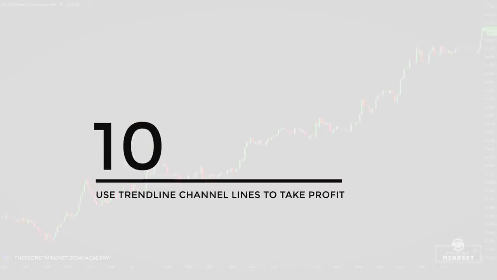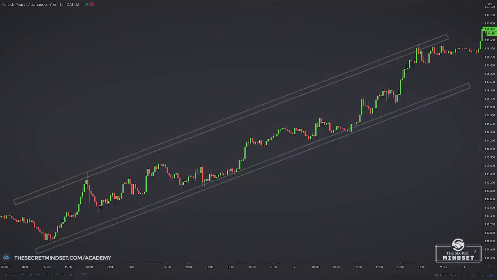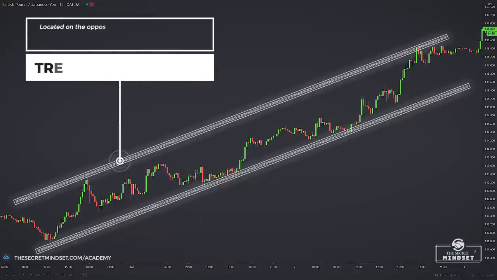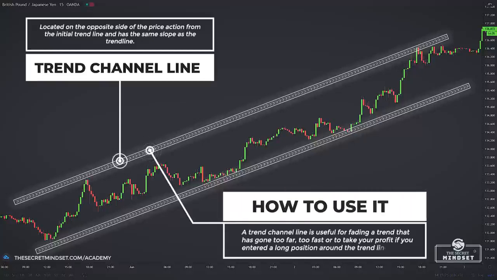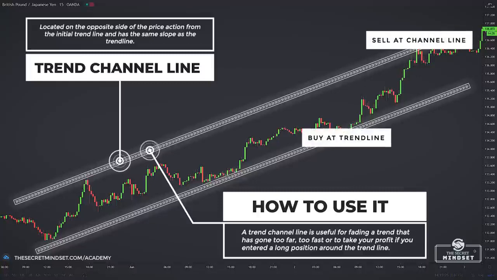Number 10. Use trend line channels to take profit when buying or selling near the trend line. A trend channel line is on the opposite side of the price action from the trend line and has the same general slope. In a bull trend, for example, a trend line is below the lows, while a trend channel line is above the highs, and both are rising up and to the right. A trend channel line is a useful tool for fading a trend that has gone too far, too fast, or to take your profit if you enter the long position around the trend line.